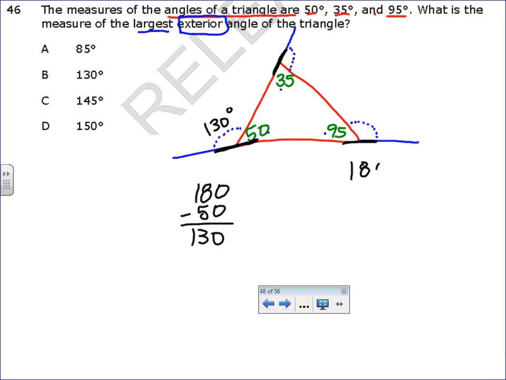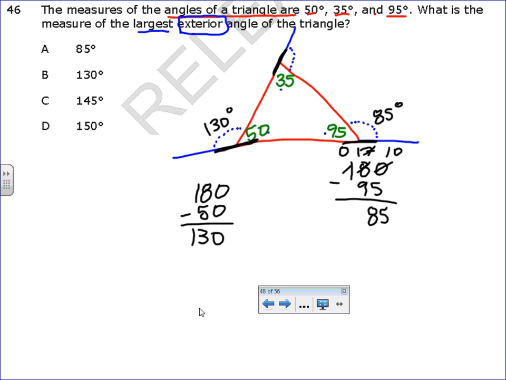I can do the same thing over here. 180 minus 95, because that's the interior angle. And when I subtract it, I get 80. Oh, not quite. Hold on. 7, 5. I gotta borrow again. Gives me 0, 17, which is 85. Okay, so that means that this angle is 85 degrees.